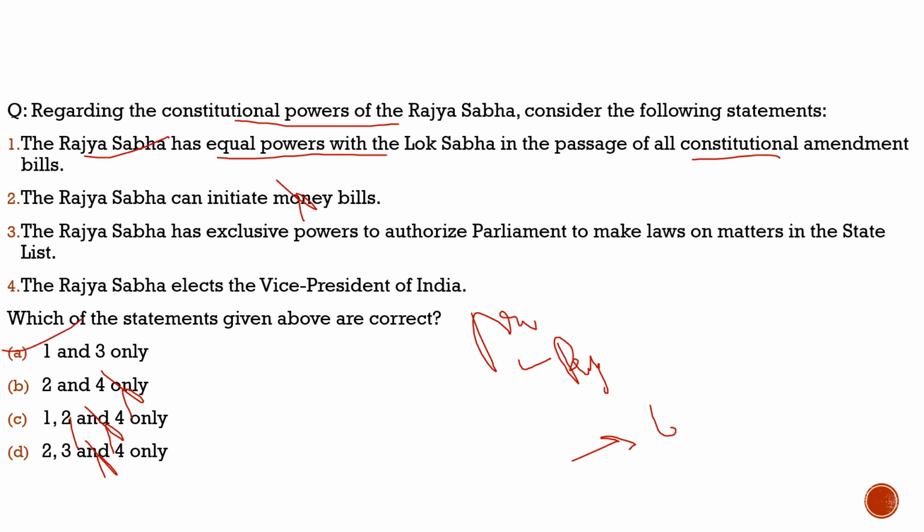Third statement: the Rajya Sabha has exclusive power to authorize Parliament to make laws on matters in the state list. 100% correct. Fourth statement: the Rajya Sabha elects the Vice President of India. Totally incorrect. So the correct statements are statement 1 and statement 3. Basically, the constitutional power of the Rajya Sabha is very much related to constitutional amendment acts, how they have control over them and enjoy equal power as the Lok Sabha. If there is a deadlock between the Rajya Sabha and Lok Sabha, there is no joint session regarding that. I hope you understood this question as well.